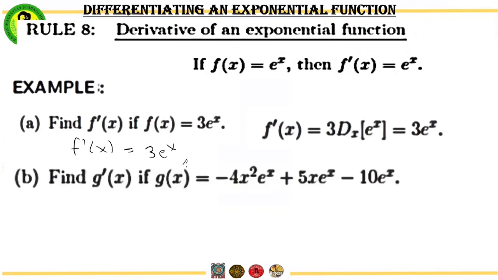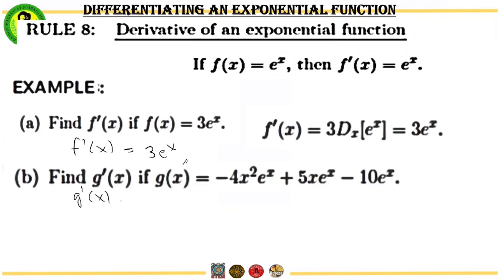Okay, so next, find the derivative. So g prime of x of negative 4x squared e raised to x plus 5x e raised to x minus 10 e raised to x. We will use the product rule for this function.